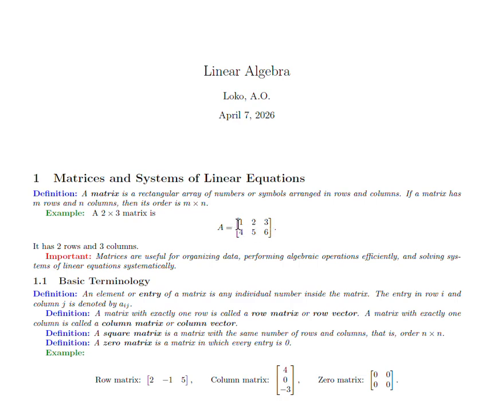It's 2 by 3 because we have 2 rows: 1, 2, 3 are on row 1, 4, 5, 6 are on row 2, and then we have 3 columns. 1, 4 is on column 1, 2, 5 is on column 2, and 3, 6 is on column 3.